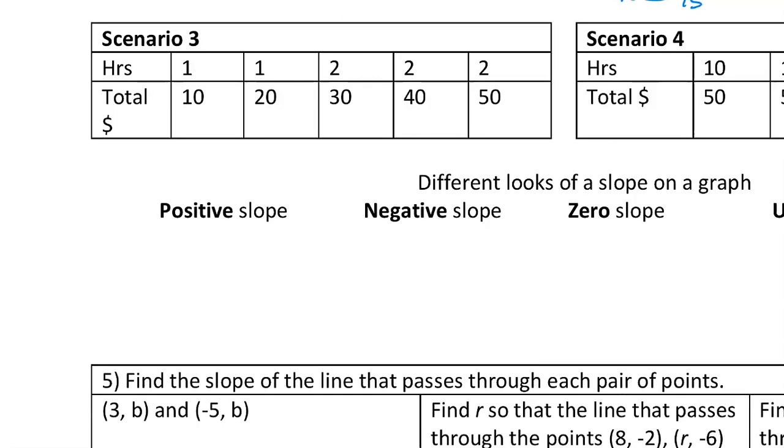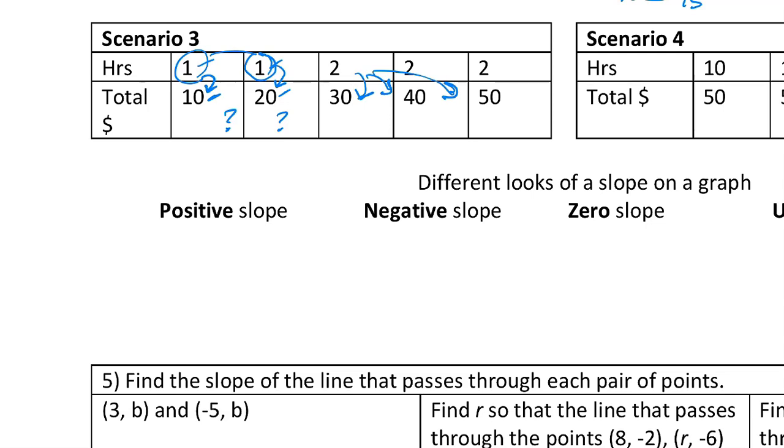Scenario number 3, we have after 1 hour, you have $10. But this also says after 1 hour, you have now $20. How is that possible? So you work 1 hour, and you have 10, but then after 1 hour, now you have 20. And then the same thing happens here. How much do you really have? If it's 30, 40, or 50.